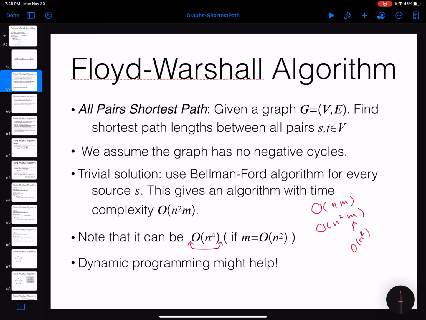So we want to see whether it is possible to get anything better than n^4 for finding the shortest path for all pairs of nodes in the graph, in a time complexity less than n^4. Is it possible to solve it? And the answer is yes. And again, we are going to use dynamic programming.